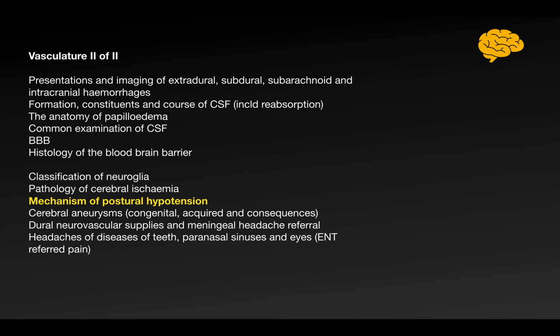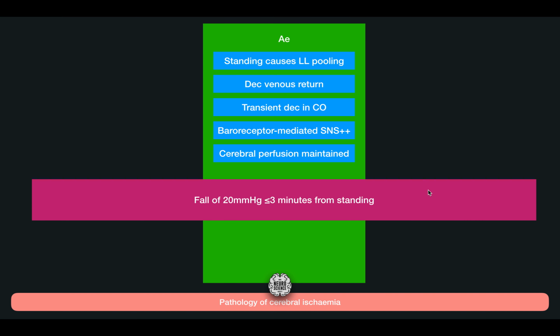So, another brief mention is postural hypertension, talking about the vasculature. So this is the fall of 20 milligrams of mercury in less than or equal to 3 minutes from standing. So your standing causes lower limb pooling of blood, which decreases venous return and has a transient decrease in cardiac output. So your blood vessel baroreceptors and atrial baroreceptors note all of this and trigger an increase in the sympathetic response to maintain cerebral perfusion.